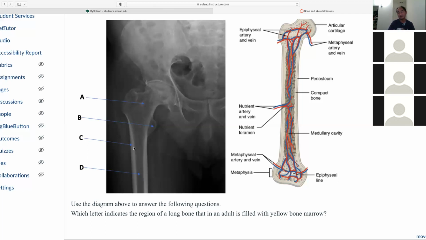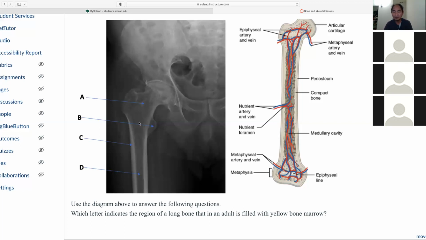So what is C then? If you translate this X-ray to this diagram, what is C? Compact bone, yes, it is a compact bone. The inner two-thirds of this compact bone, which we can see here, this is the thickness, is supplied by the nutrient artery. The outer one-third is supplied by the periosteal artery. And at the same time, in the metaphyseal region, we have the metaphyseal artery. In the epiphyseal region, we have the epiphyseal artery.